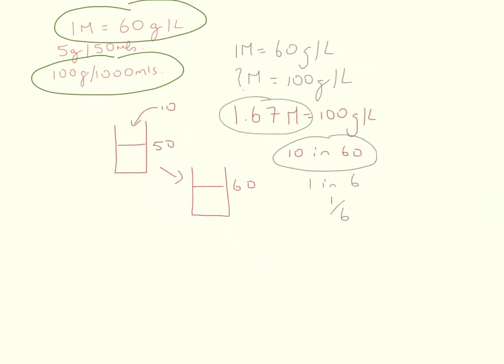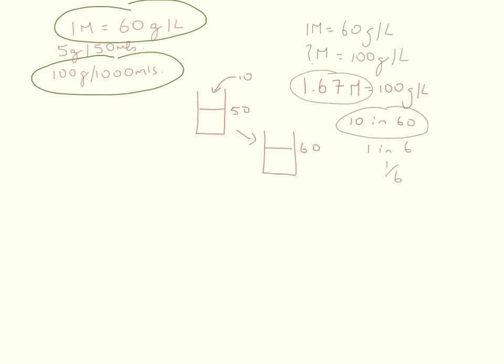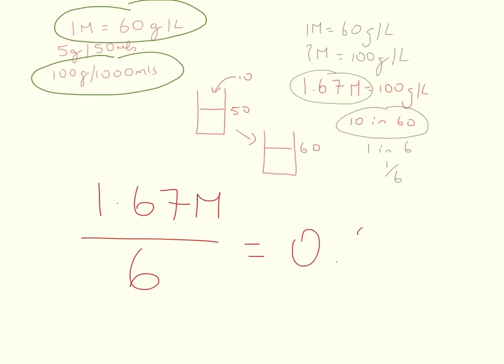So if we know that it's a 1 in 6 dilution, we can come back to what we know already, that it's 1.67 molar divided by 6. Get the calculator. 1.67 divided by 6 gives us 0.278 molar. And 0.278 molar is now the molarity of the final diluted solution, which was the question we were looking for. We move on to question 17.